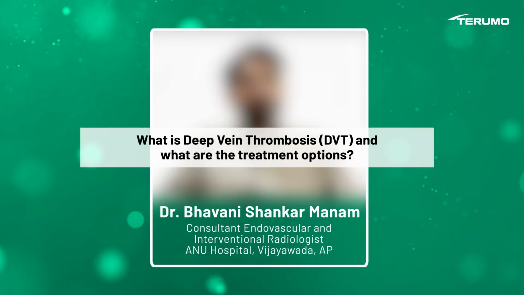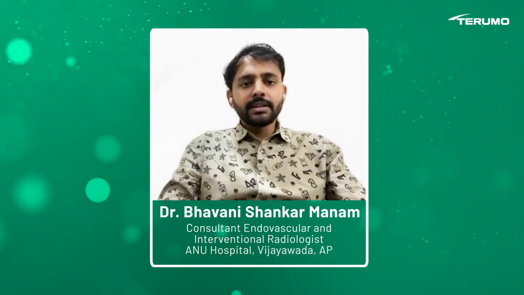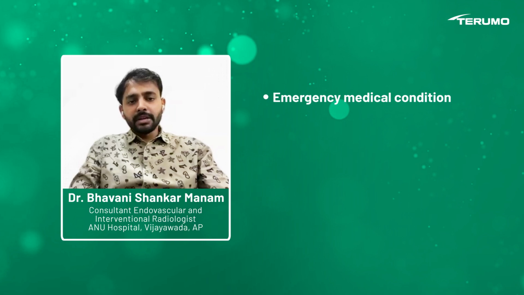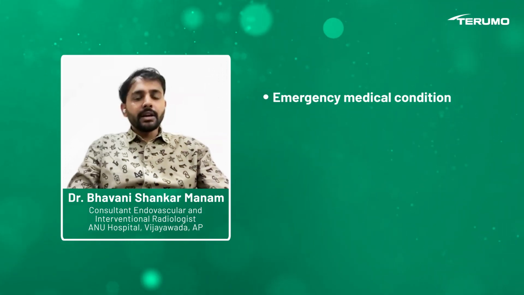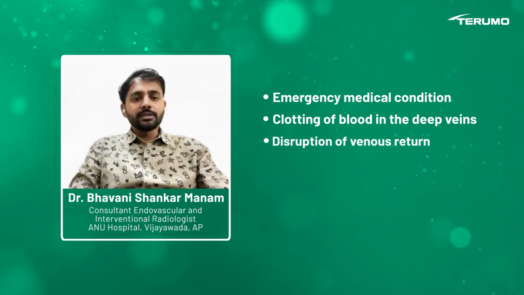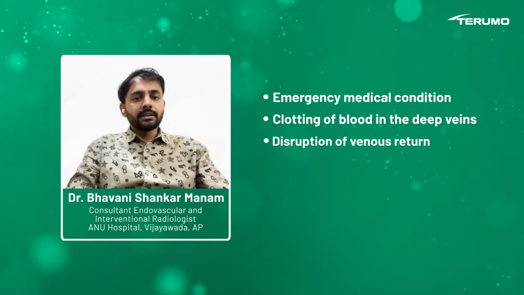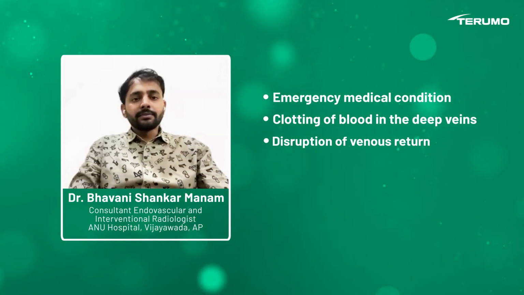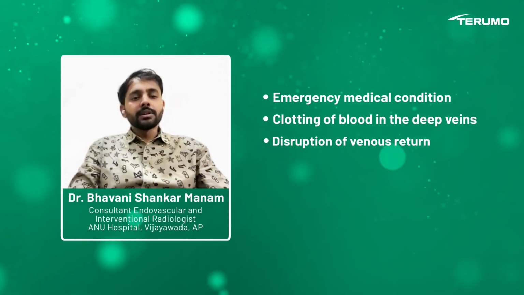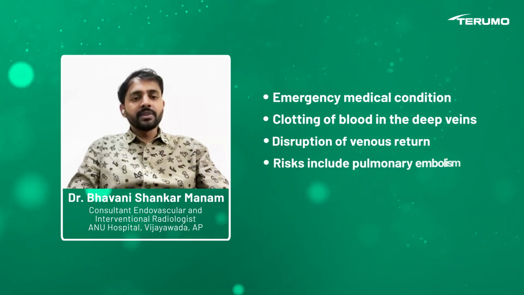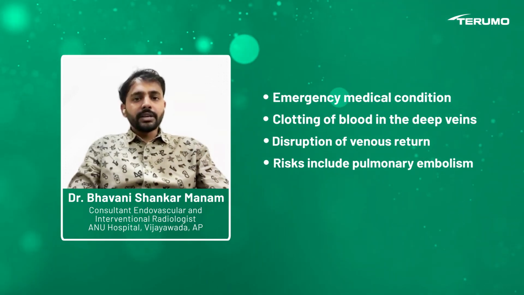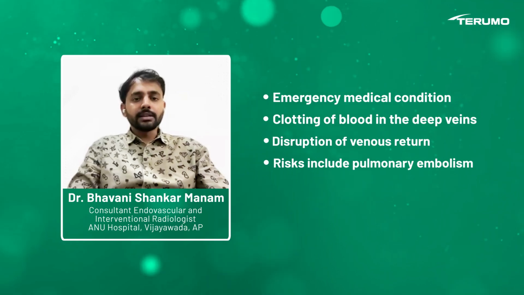What is deep vein thrombosis and what are the treatment options? Deep vein thrombosis is a relatively emergency condition in which the blood vessels, we call them veins, in the limb get occluded with clotting of the blood. This results in complete stoppage of the blood flow towards the heart. It is a relatively fatal and emergency condition. If you don't treat properly, it can sometimes cause life risk by causing pulmonary embolism and all. Coming to treatment options, we can manage either way, conservatively or with active intervention.